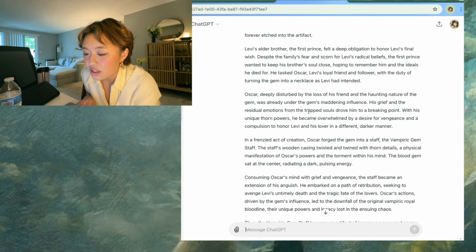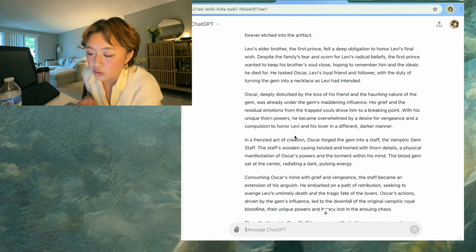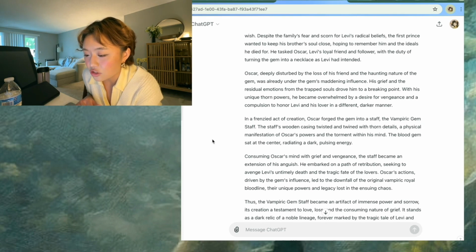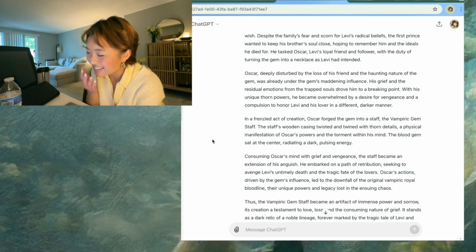His grief and residual emotions from the trapped souls drove him to a breaking point. With his unique thorn powers, he became overwhelmed by a desire for vengeance and a compulsion to honor Levi and his lover in a different, darker manner. In a frenzied act of creation, Oscar forged the gem into a staff, the vampiric gem staff.